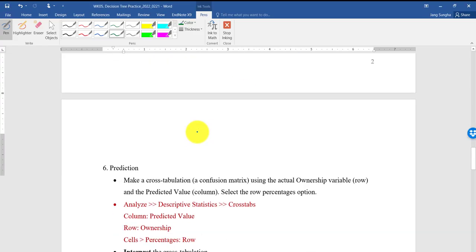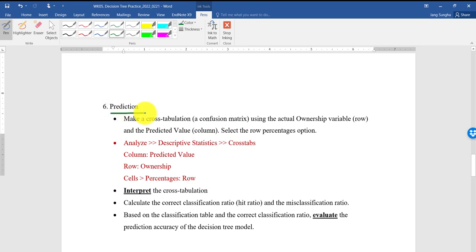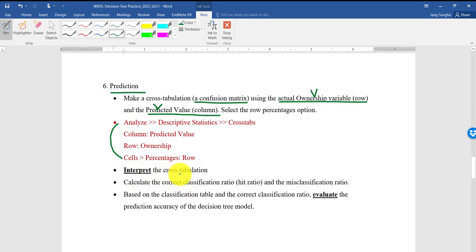Then going back to our Word file, prediction: make a cross tabulation, or it is called a confusion matrix in the case of prediction model outcome comparison, using the actual ownership row and predicted value column, or actual ownership versus predicted ownership. We need to interpret the cross tabulation, and we will calculate the correct classification ratio and the misclassification ratio. So let's conduct these bullet points first.